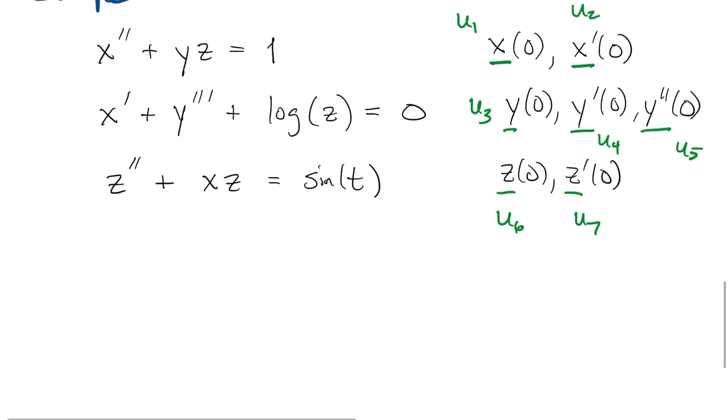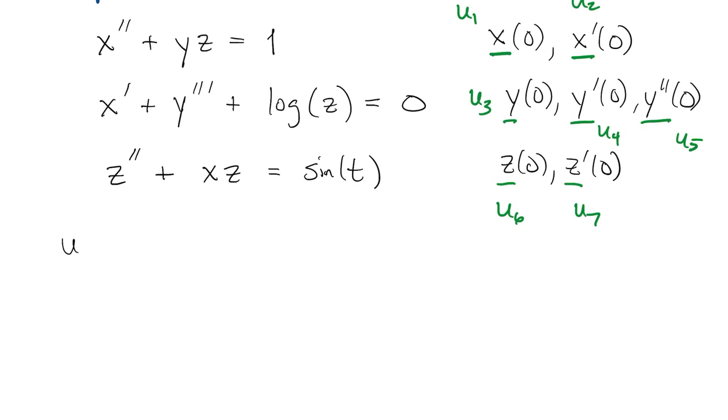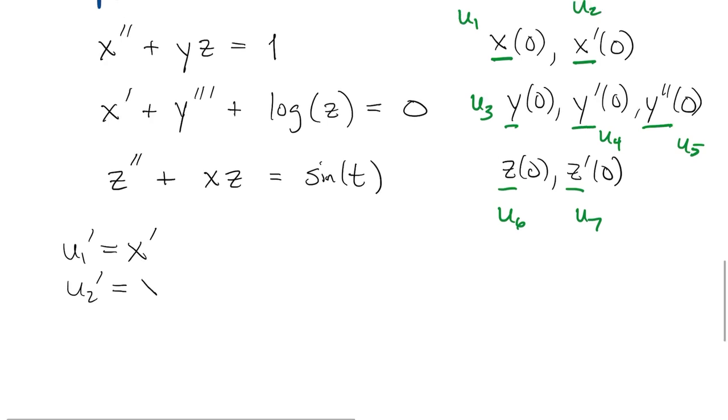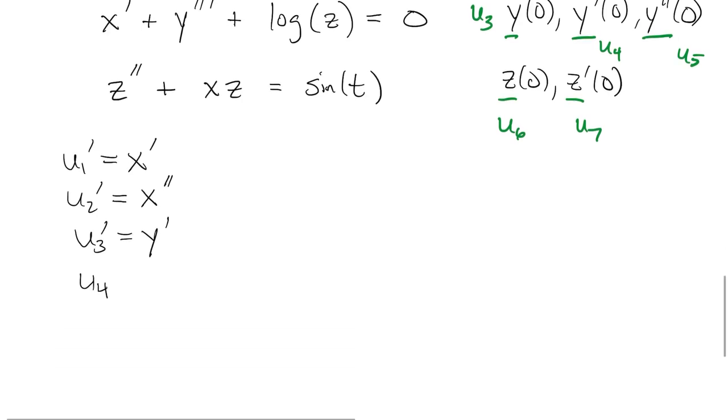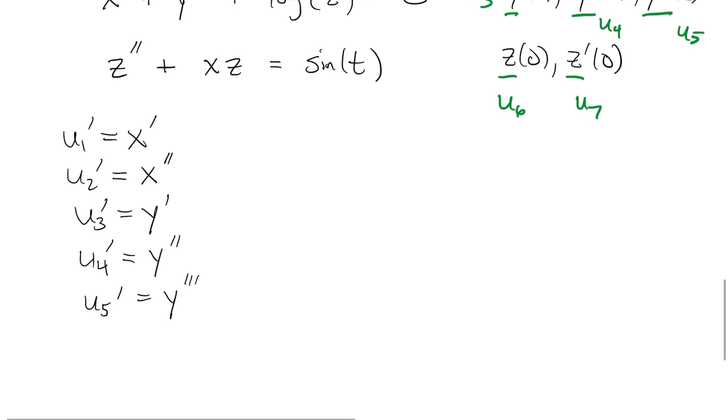According to these definitions, we have du1 dt is x prime, du2 dt is x double prime, du3 dt is y prime, du4 dt is y double prime, du5 dt is y triple prime, and so on for z.